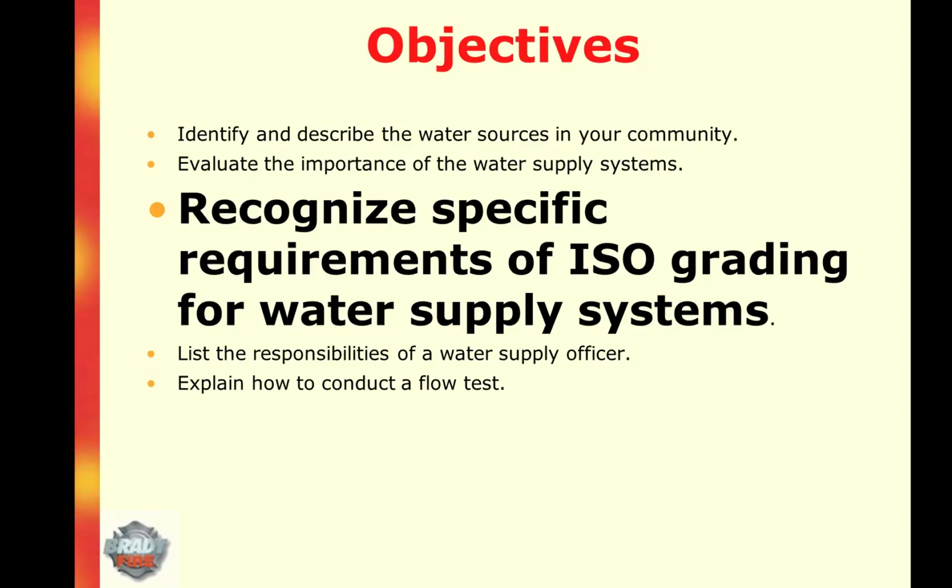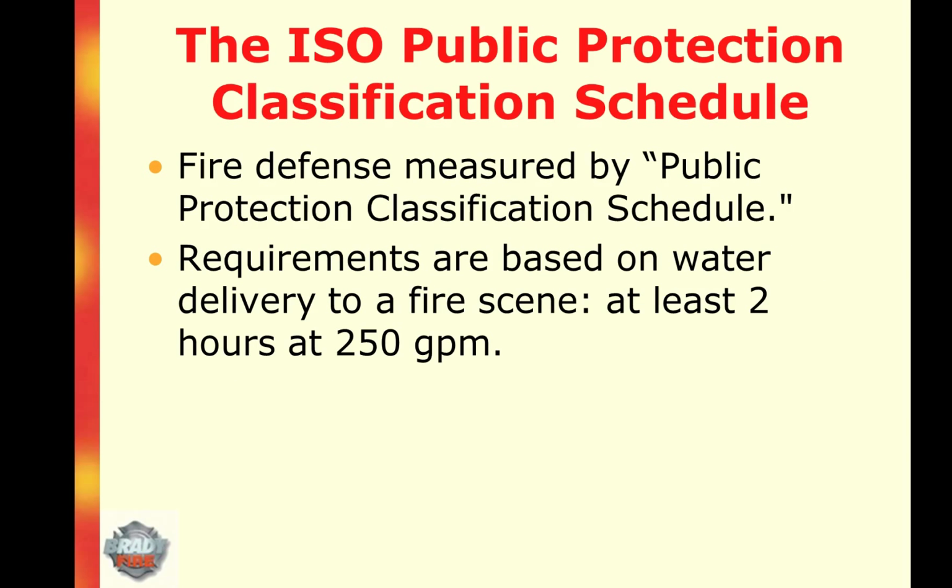The ISO generally determines the Public Protection Classification, PPC, for most communities on a 10-year basis. The classification of the community affects the fire insurance rates charged by any insurance provider to residents or businesses. Community fire defenses for fire insurance purposes are measured by the ISO Public Protection Classification Schedule. The Insurance Service Organization is an independent source for information on property and casualty insurance data. The ISO grades and maintains data on community fire defenses that are used to establish fire insurance rates based on risk.